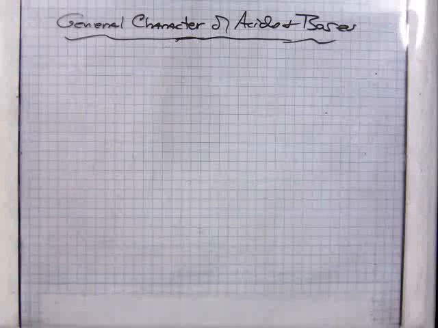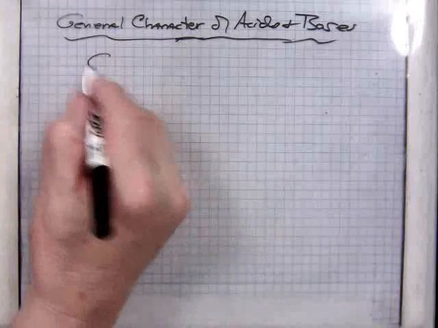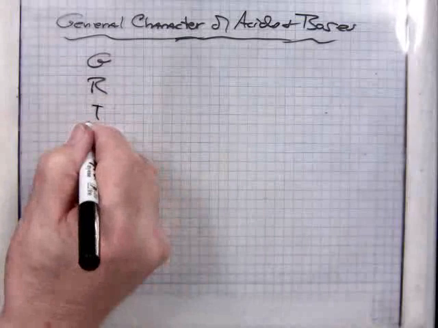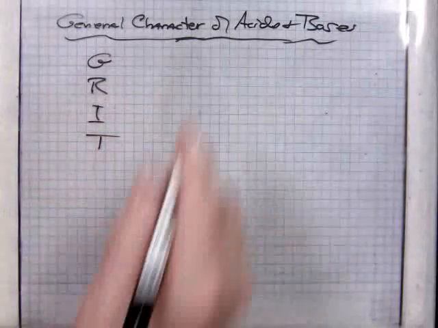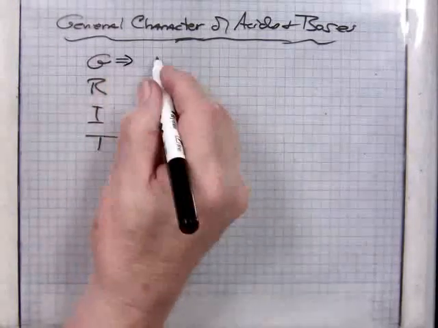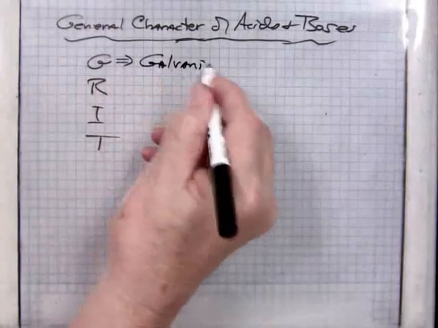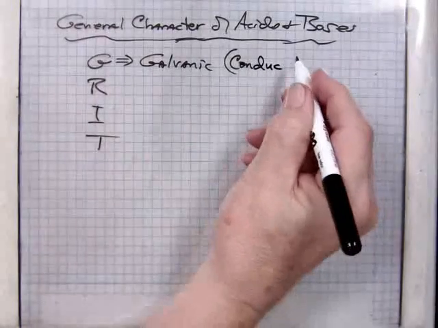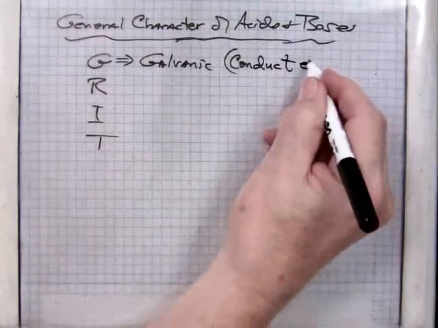Now the general character of acids and bases. Some of you have heard of these before, like an acid is sour, a base is bitter, and all that, and there are some others. Well, I made up an acronym many years ago that helps the student keep these in mind, and it's GRIT. Acids and bases, G stands for galvanic. That is, they conduct electric charge.